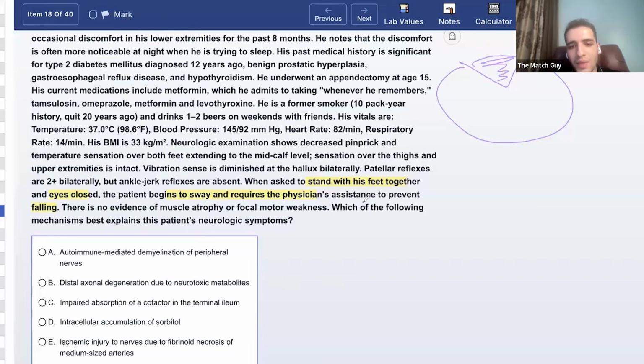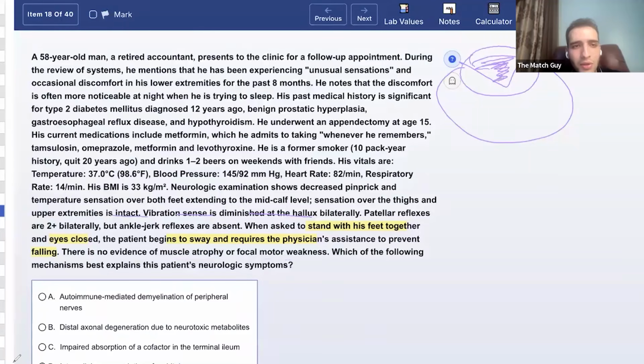There is no evidence of muscle atrophy or focal motor weakness. Okay, I know it's a dorsal column affection. I will try to read the remaining questions, but I know it's probably something that affected the dorsal column. So what's the remaining question here?